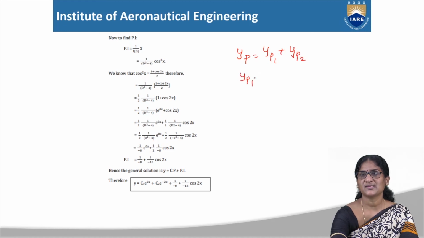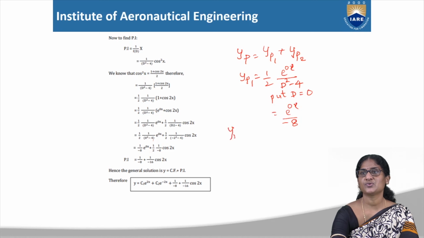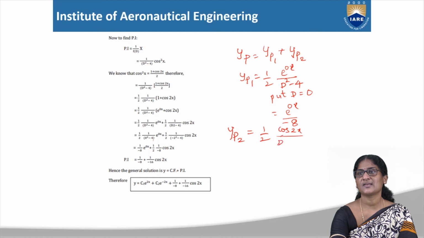So yp1 is equal to 1 by 2 e power 0x by (D square minus 4). Now I have to put D is equal to 0. So what I am going to get is e power 0x by minus 8. This is the yp1 value. Next is the yp2 value, 1 by 2 cos 2x by (D square minus 4).